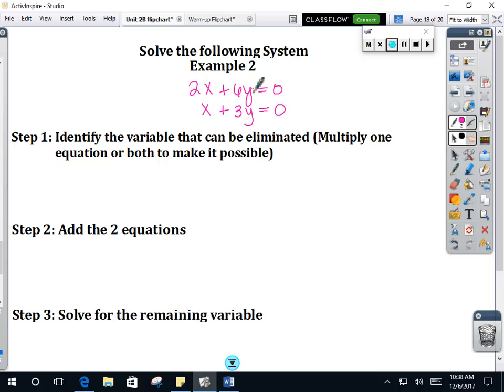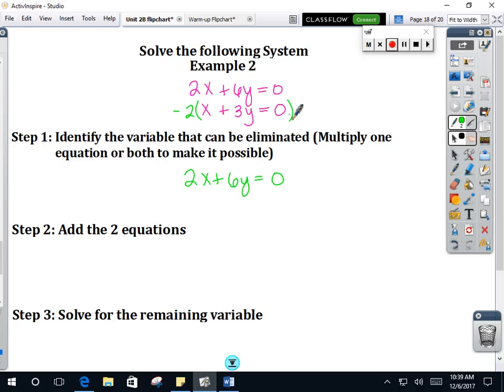Can the y be eliminated? No, because they don't have the same coefficient and they're also not opposites. What number would you like to appear and where? Right, it would be nice if this were a -2 sitting right there, correct? You can make that happen by multiplying the entire bottom equation by -2. That does not affect the top equation.